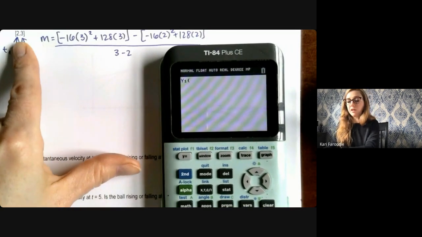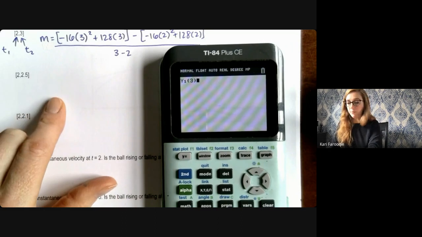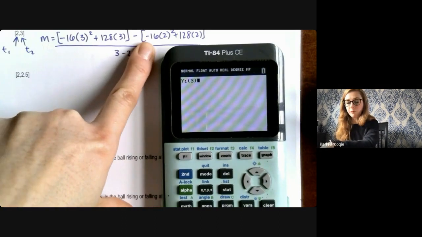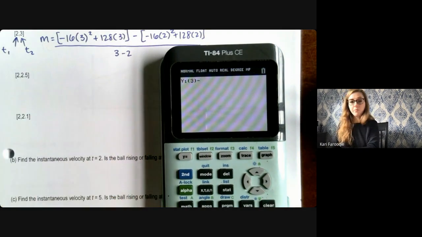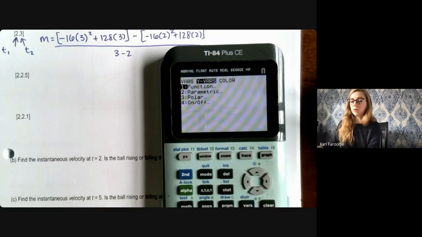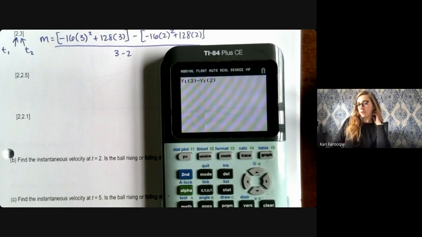So I'm evaluating it first at 3, and then I'm going to subtract off S of T sub 1, which is evaluated at 2. So I'm going to say minus, and then I'm going to pull it up again. Yvars, enter for a function. I'm going to hit 1 again. I'm going to open my parenthesis and evaluate it at 2.